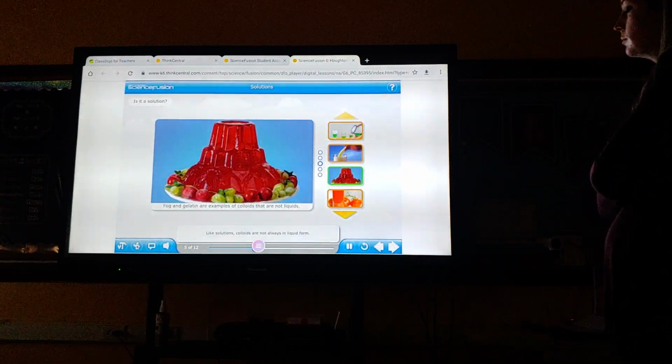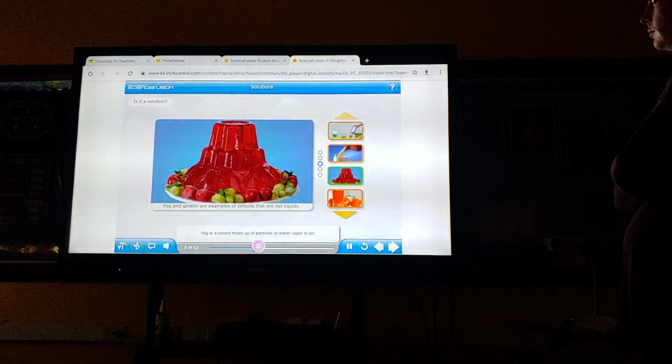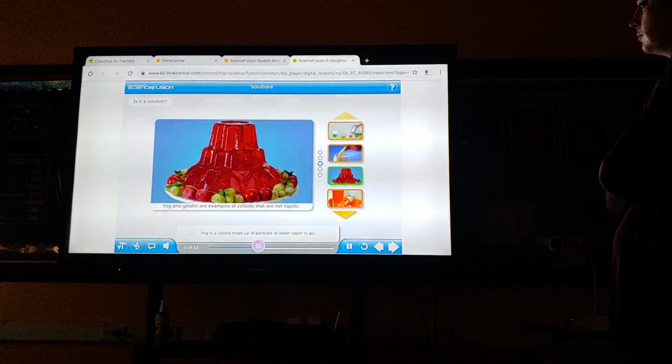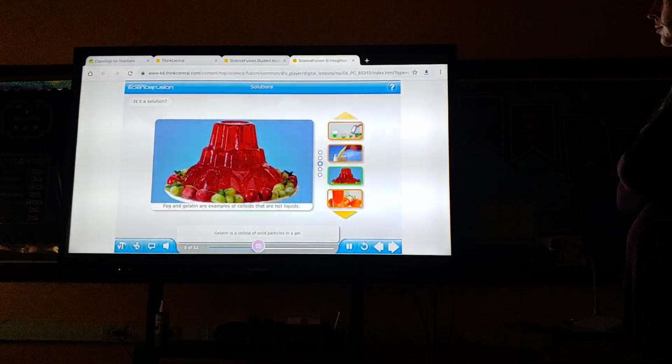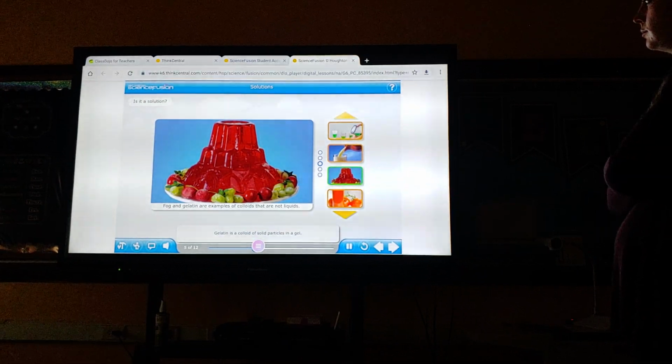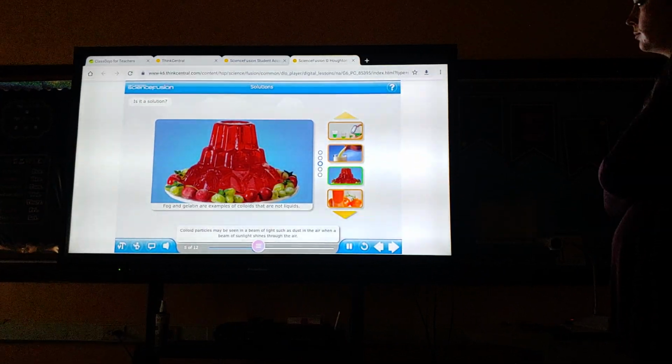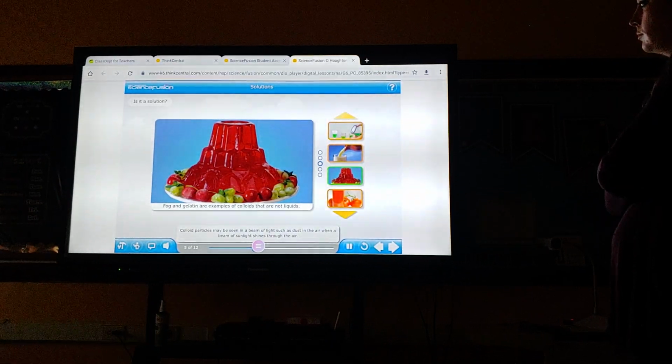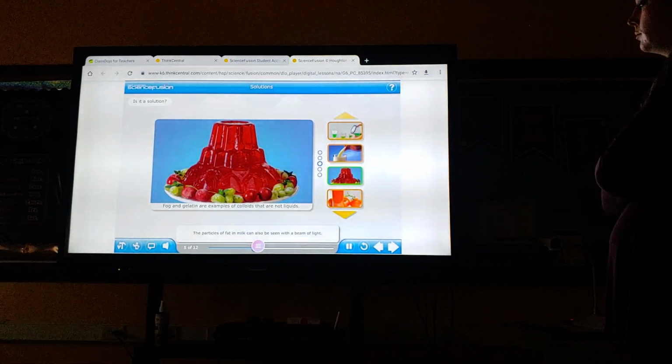Like solutions, colloids are not always in liquid form. Fog is a colloid made up of particles of water, vapor, and air. Gelatin is a colloid of solid particles in a gel. Colloid particles may be seen in a beam of light, such as dust in the air when a beam of sunlight shines through the air. The particles of fat in milk can also be seen with a beam of light.